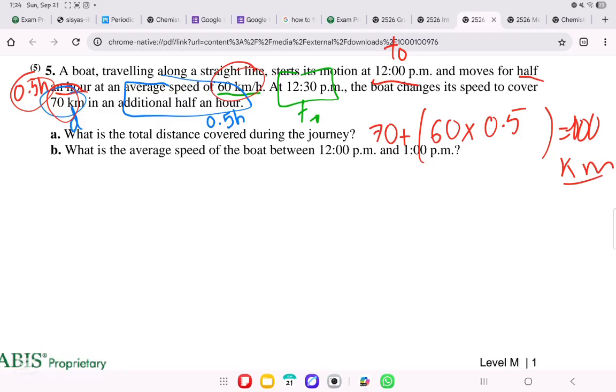Now the average speed of the boat between 12 p.m. and 1 p.m. is, very simply, we found what? We found the total distance traveled from 12 p.m. to what? To 1 p.m.